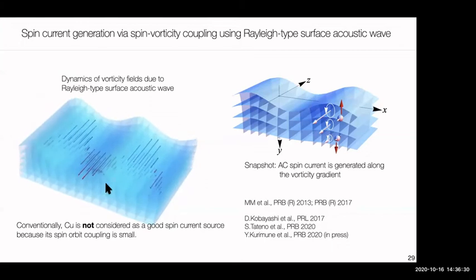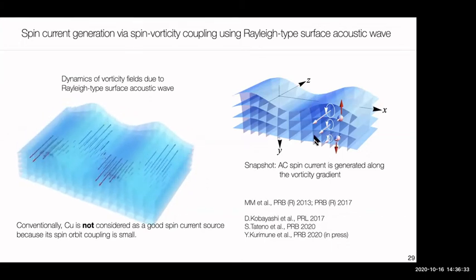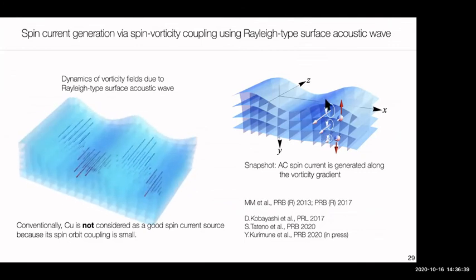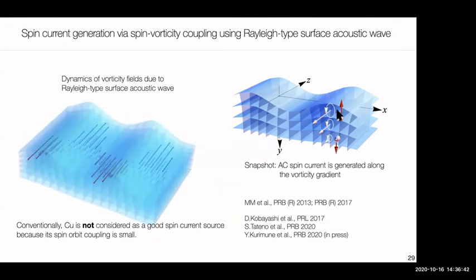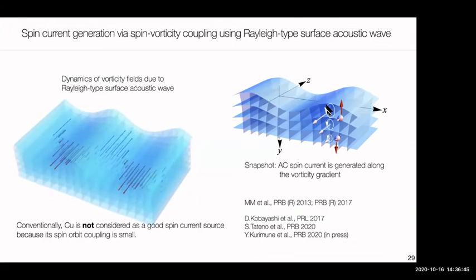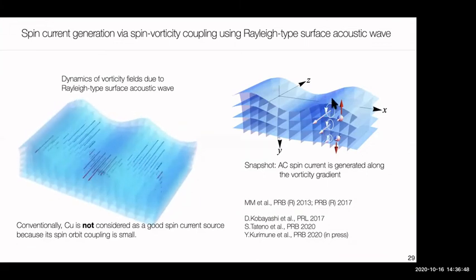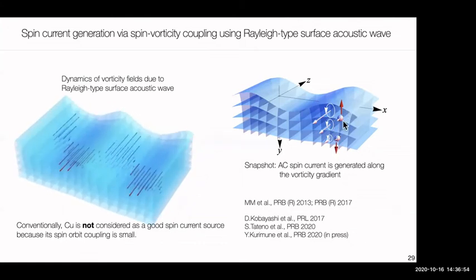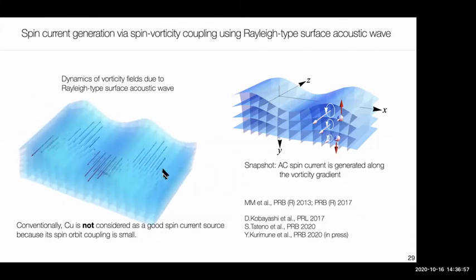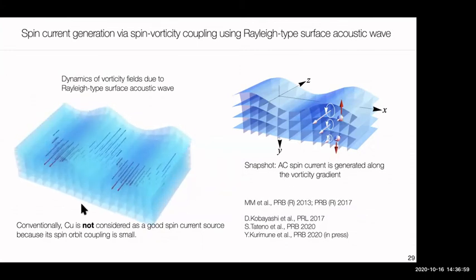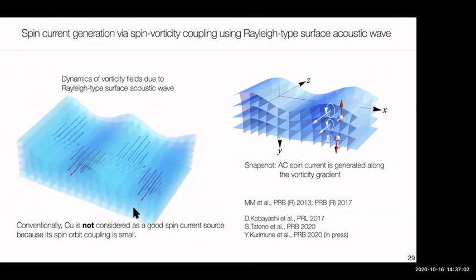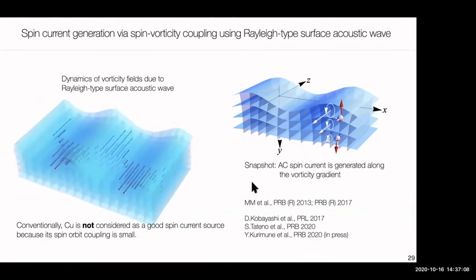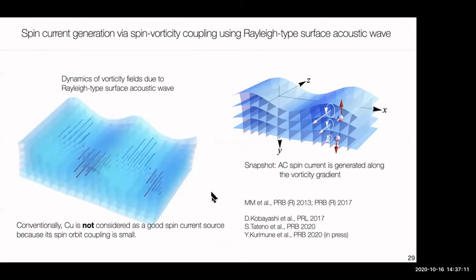current source. This is the snapshot of this animation. As shown here, we have the vorticity gradient due to the Rayleigh type surface acoustic wave in this direction, which means the spin current is generated along this vorticity gradient. But as you can see here, this vorticity field is AC and also spatially non-uniform. So the generated spin current is AC and also non-uniform.